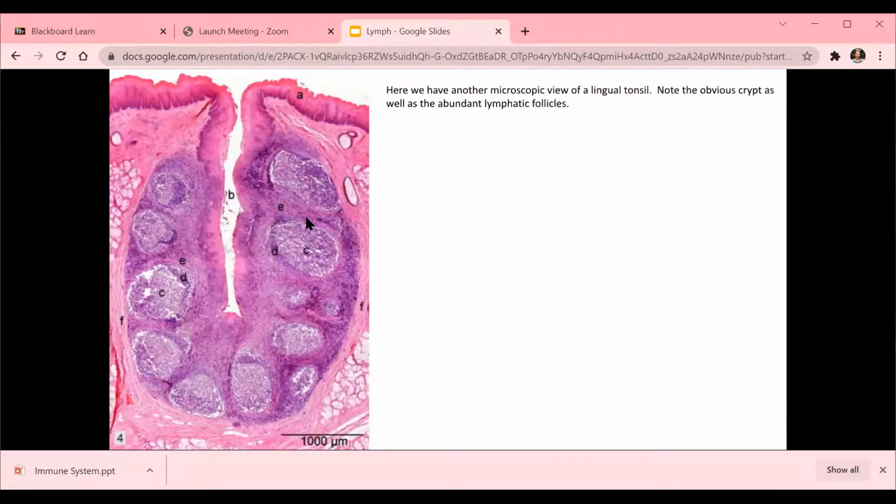The other tonsil. Here you can see the epithelium, you can see the crypt, you can see the incomplete capsule, and many lymphatic follicles around the crypt.